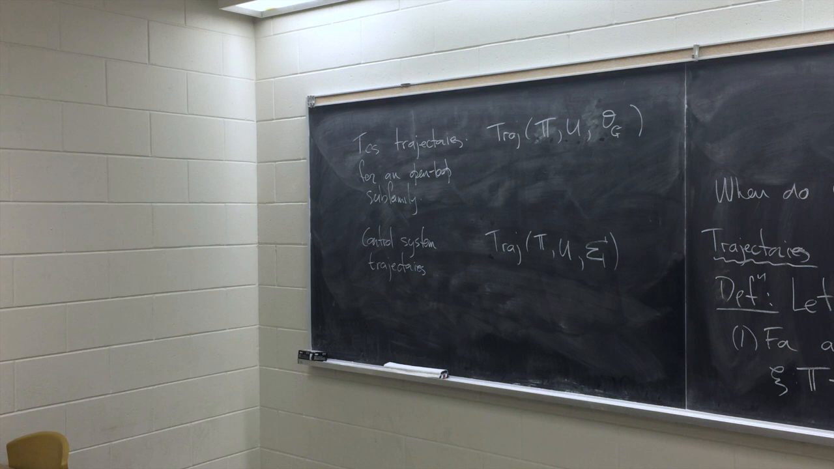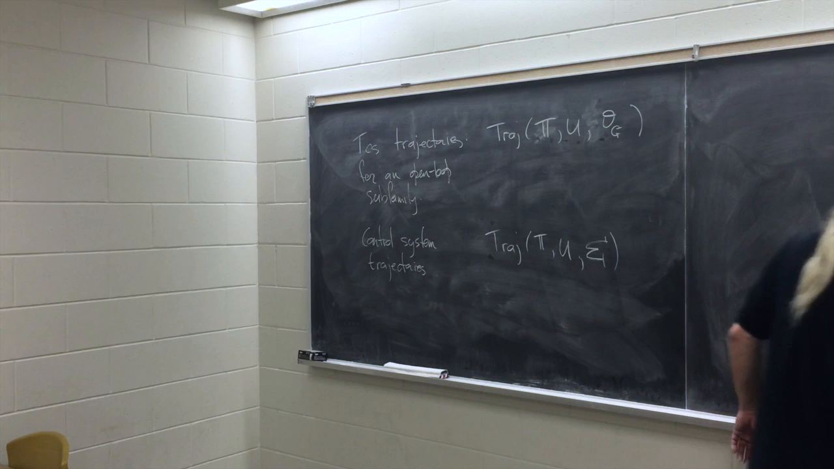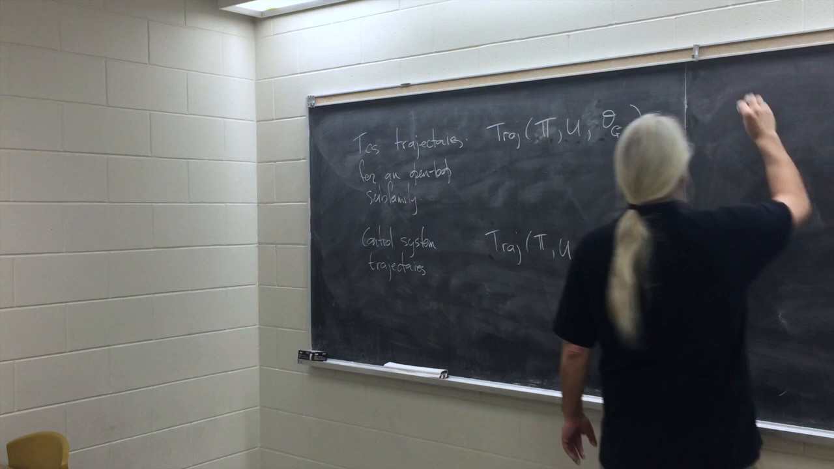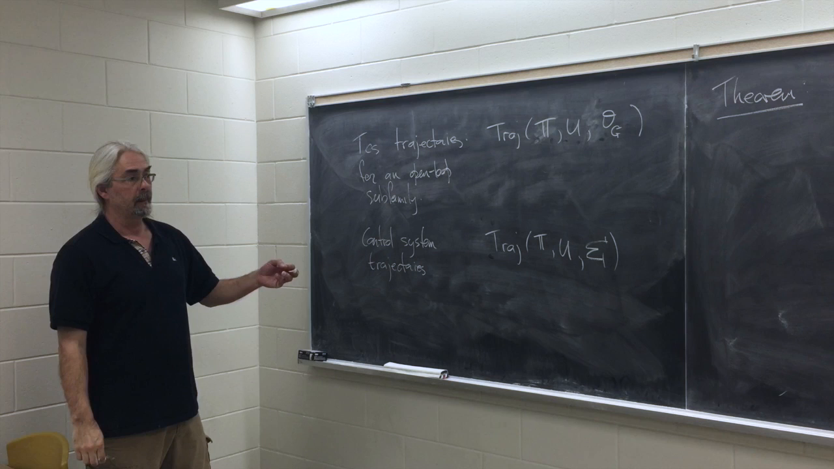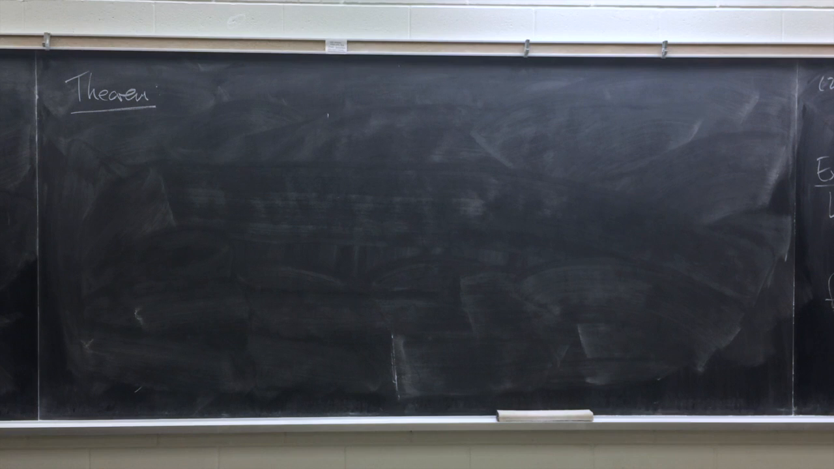So now we have some language to compare trajectories. One of the important things here is if you start with a control system, when are its trajectories the same as the trajectories for the tautological control system associated to it?